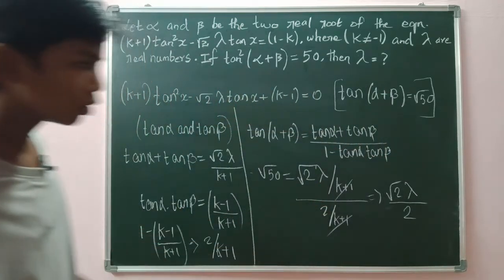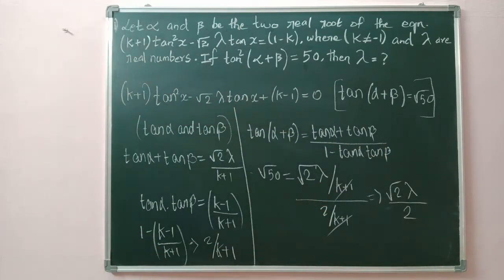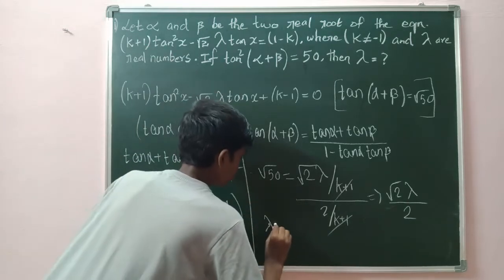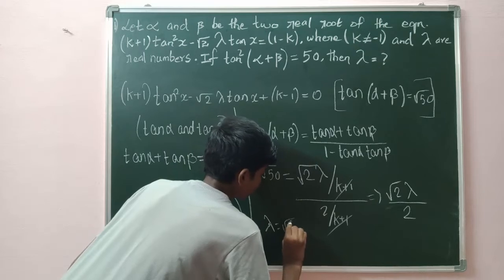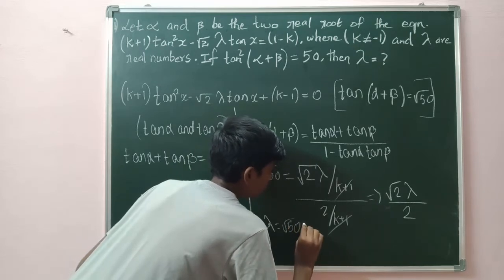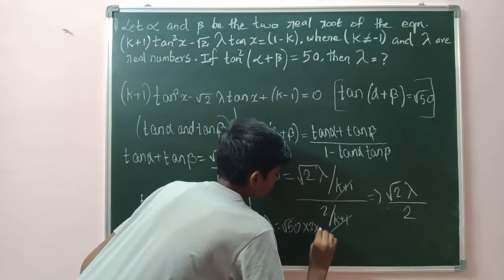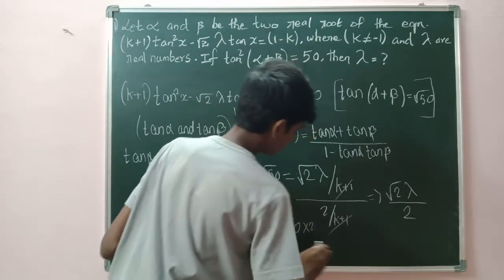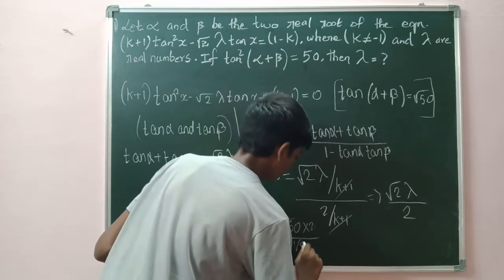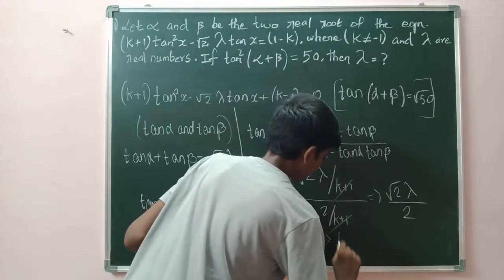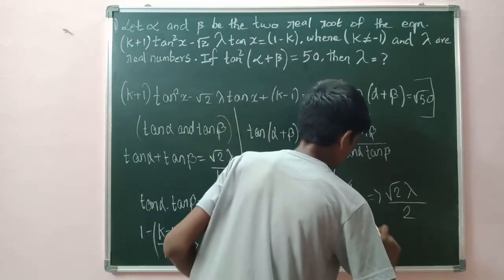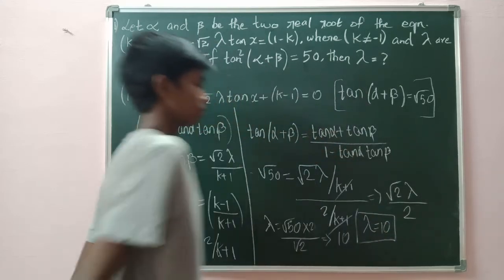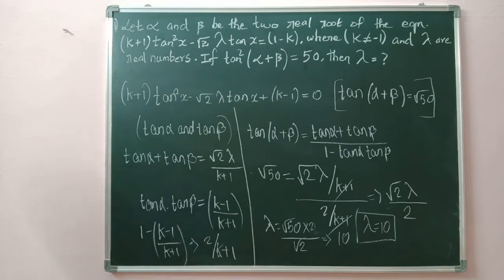If root 50 is equal to root 2 lambda by 2, then what will be your lambda, guys? Your lambda will be equal to root 50 into 2 by root 2, and that will be nothing but 10. So the value of lambda is 10, and that's the answer for this question.